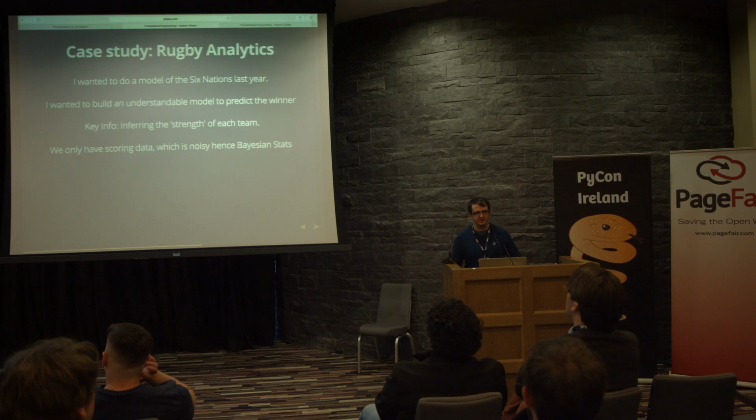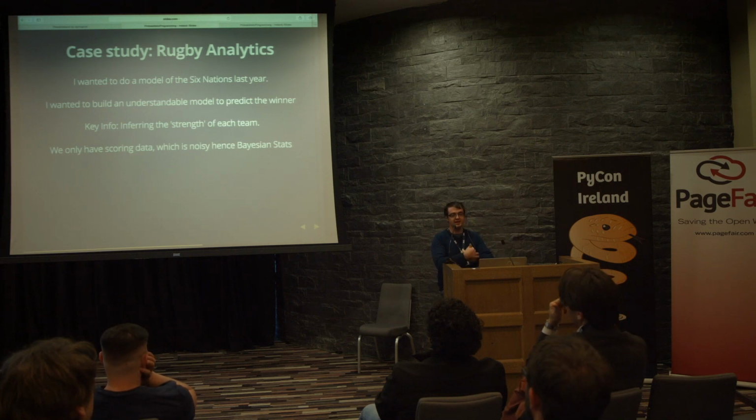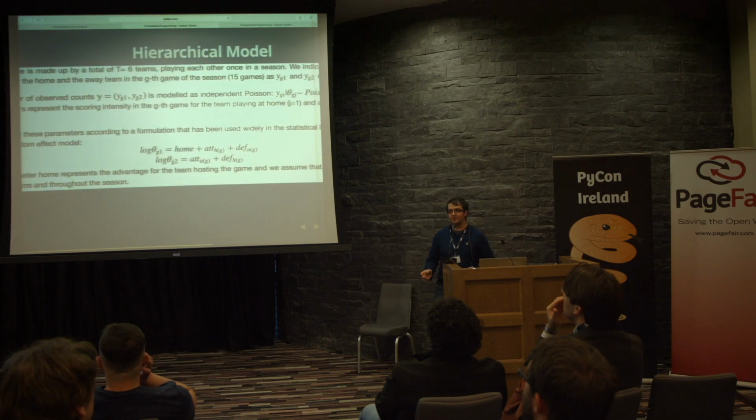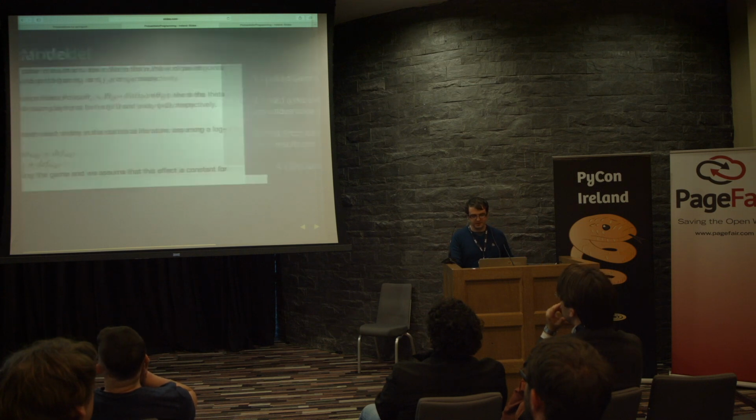So I'm going to have to rush a little bit here, but we only have scoring data, which is noisy, and hence Bayesian statistics. So I'm not going to talk about this in depth, but it's all on my blog, and it's all thoroughly explained there, and if it's not, send me a pull request, or talk to me afterwards.